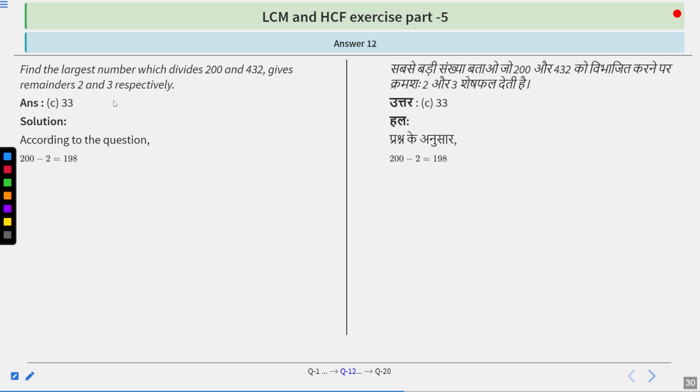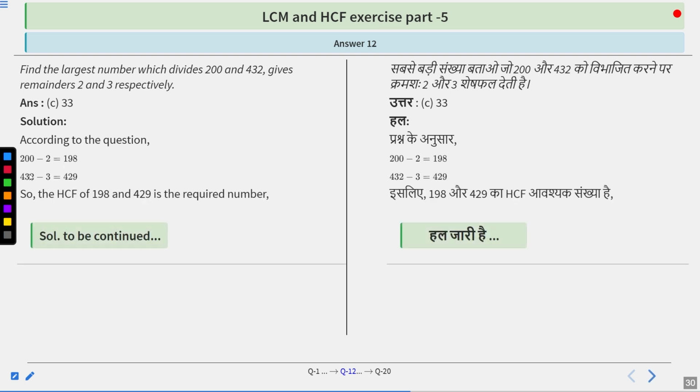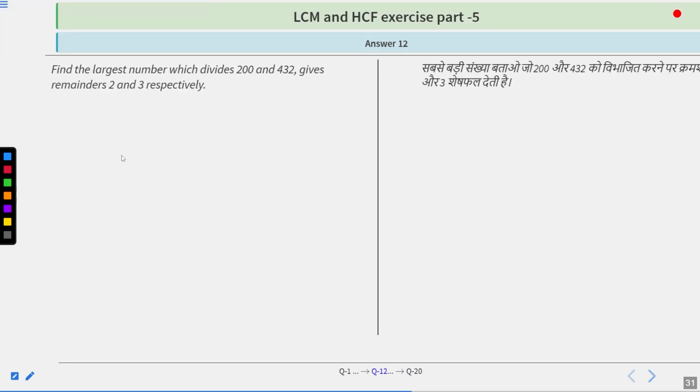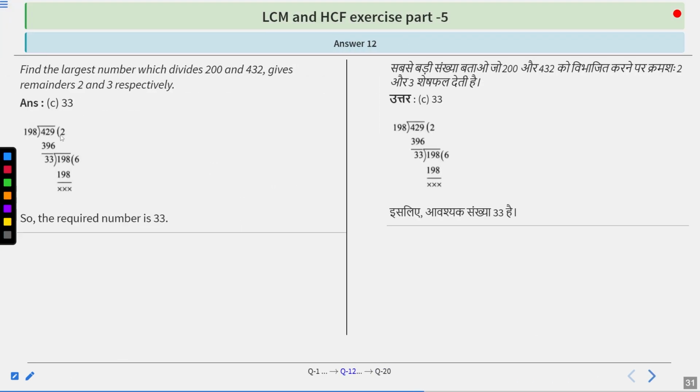Now, the remainders were 2 and 3 respectively. That means if we subtract 2 from 200 and 3 from 432, the numbers which we get can be divided by the number. That means we have to find the HCF of 198 and 429. So, to find the HCF, we can use the division method, dividing the larger number by the smaller number. We get 33 as the remainder in the first step. Now, dividing the previous divisor, that is 198, we get 0 at the end. So, the last divisor 33 is the required number. That means option number C is the correct answer.